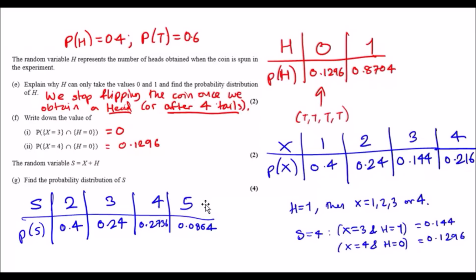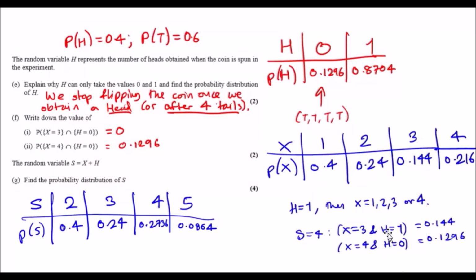Now 4 and 5 is a bit more complicated, because to get S equals 4, there's 2 options. You could either get X equals 3, get head on the third, and so that means H is 1, so that makes 4. Or you could do 4 spins and get 4 tails, and that way you got 0 heads. So X equals 4 and H equals 0 also gives 4.